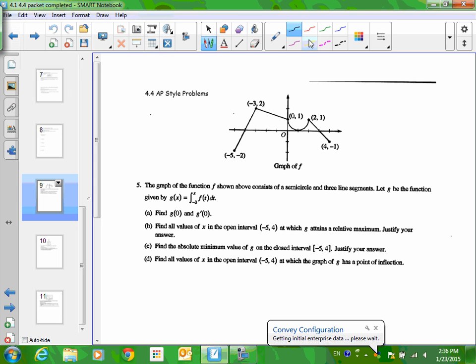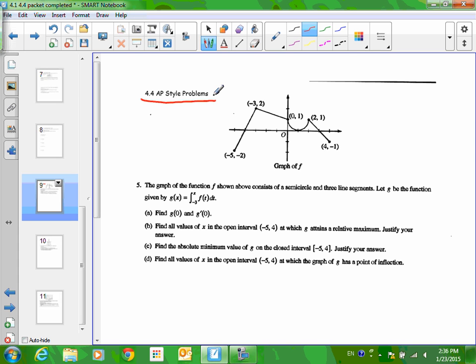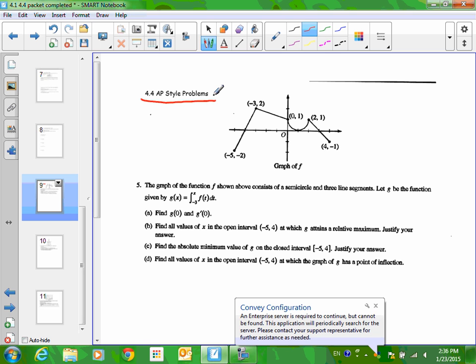All right, so what we're going to do is some 4.4 style, AP style problems. When you're doing these problems, this is a pretty common problem, by the way, on the AP test. And we're not going to do the whole problem set. Do you remember how many points each free response question is? 9 total points. And there are 6 of these questions, okay?